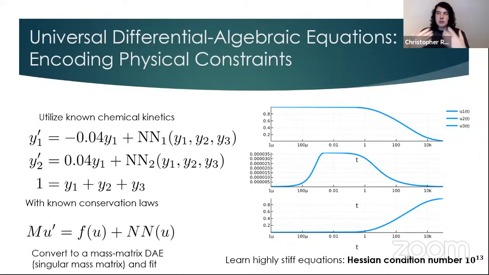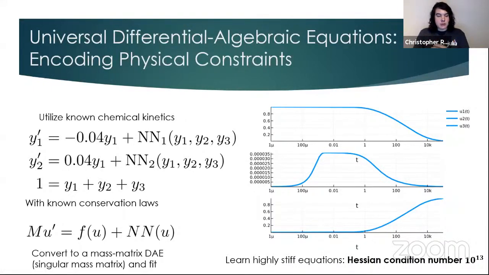Since we know that it's a percentage, we can say there's a conservation law that the percentages always have to add up to 1. So this is the model that we have. We have a differential equation where we know components of it. We have neural networks covering the unknown components. And then we have these conservation laws that are saying, here are the things that we do know about.